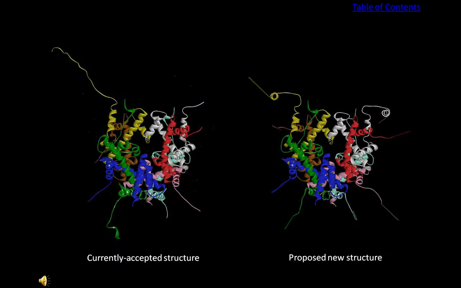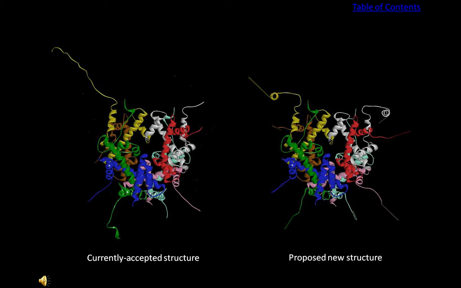How does the new histone structure differ from the currently accepted model? The answer is, not very much. To understand how the new structure was derived from the old, let's put them side by side and look at the N-termini, because everything else is about the same in both.